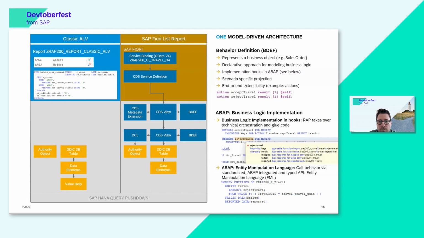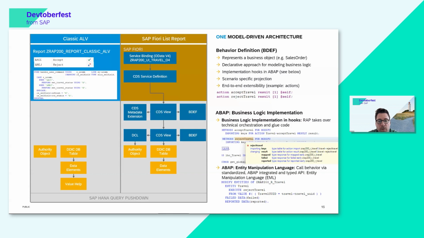And the third thing, which is related to ABAP, so after the definition and the implementation, is of course the consumption. Because as soon as I use the behavior definition for the description of my behavior to these related CDS views, I can also touch this behavior via the so-called entity manipulation language. So it's completely standardized, ABAP integrated, and again typed.